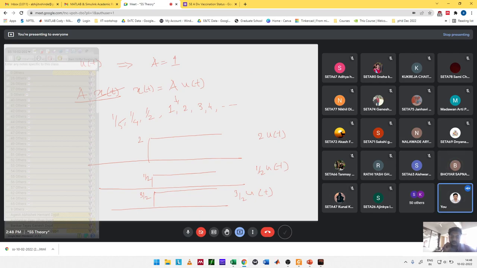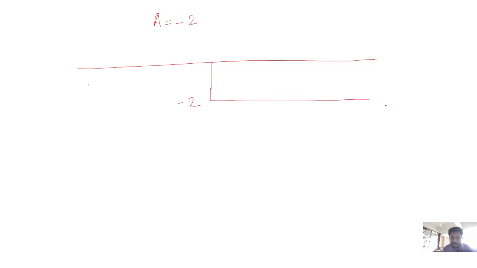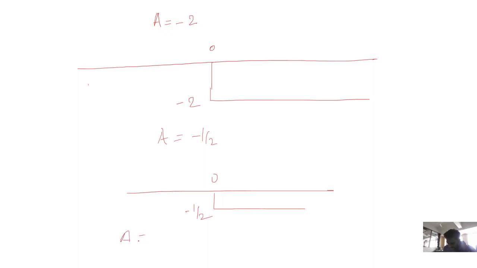Can it be negative? Yes, that is the next point, that is what I was going to do next. Say the value of A is minus 2. In that case, the value will be this one, minus 2. Amplitude can be minus half, and obviously this is 0. So the value of A can be plus or minus.